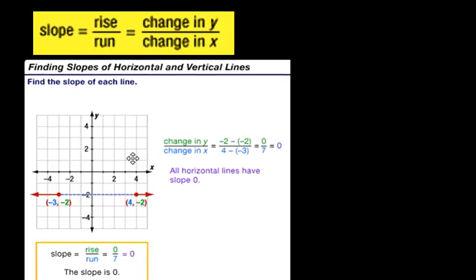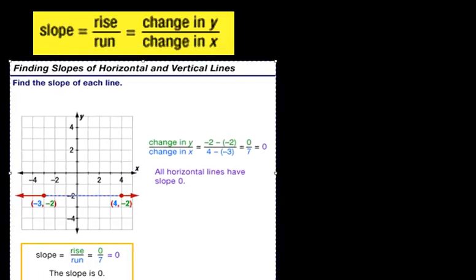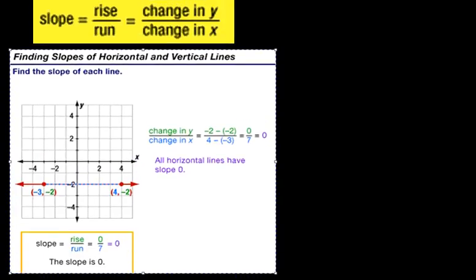I'm just going to throw this down here and probably give us some space on the screen too. Here's the first line I want to look at. It's a horizontal line and you need 2 points to determine slope. So the first point it looks like is -3, -2, and the second point is 4, -2.